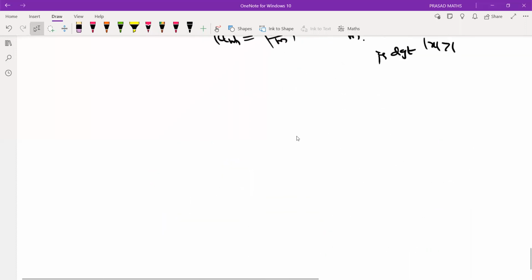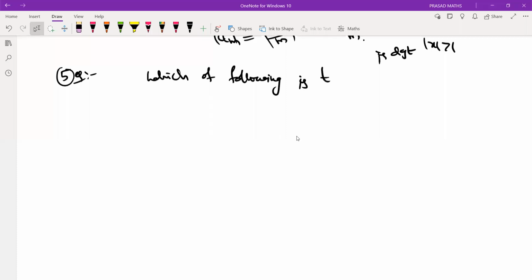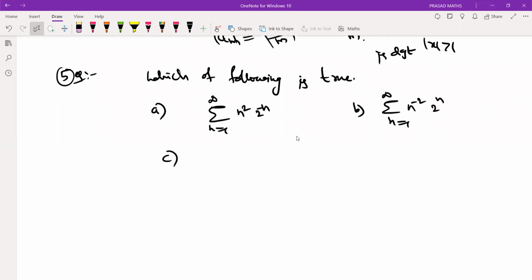సో క్వశ్చన్స్, నెక్స్ట్ వన్. సపోజ్ యూ టేక్ దిస్, విచ్ ఆఫ్ ద ఫాలోయింగ్ ఇస్ కన్వర్జెంట్? ఫస్ట్ వన్, summation n equals to 1 to infinity n square into 2 power minus n. Next, summation n equals to 1 to infinity n square n power minus 2 into 2 power n. Answer C. Summation n equals to 2 to infinity n log n.